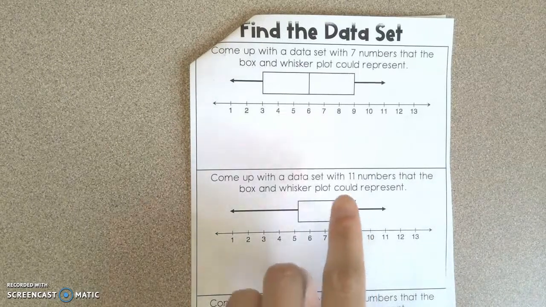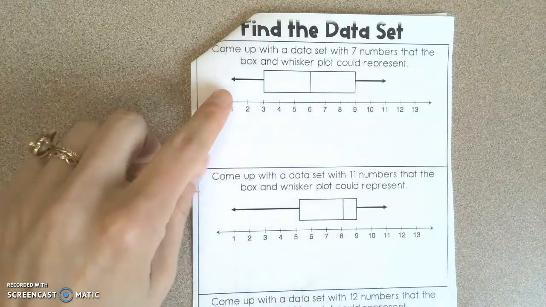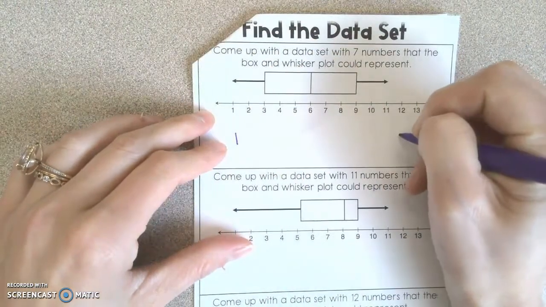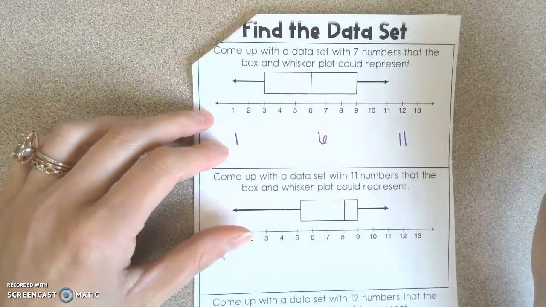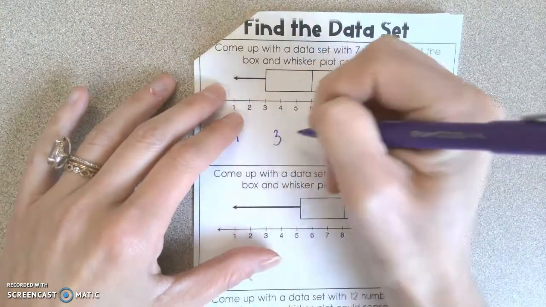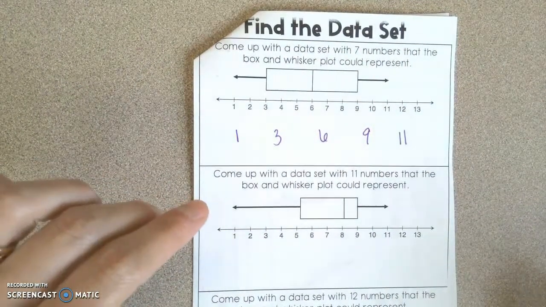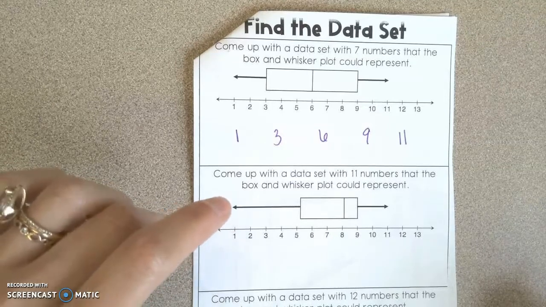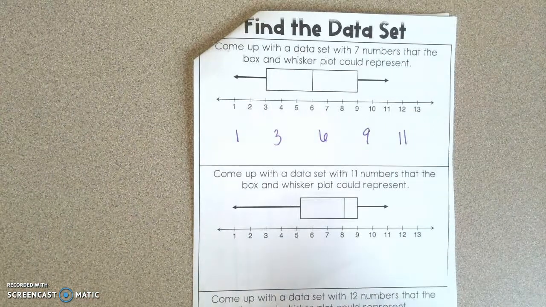But if you look at this first one, there is always going to be 5 numbers that are the same. Our least and our greatest, so in this case, we would have 1 and 11. Your middle is the 6. And then you have the 3 and the 9 being the first and third quartile. So we need 7 numbers, and right now we have 5. So we need to have 7 total. So you're going to fill this in with 2 more numbers.